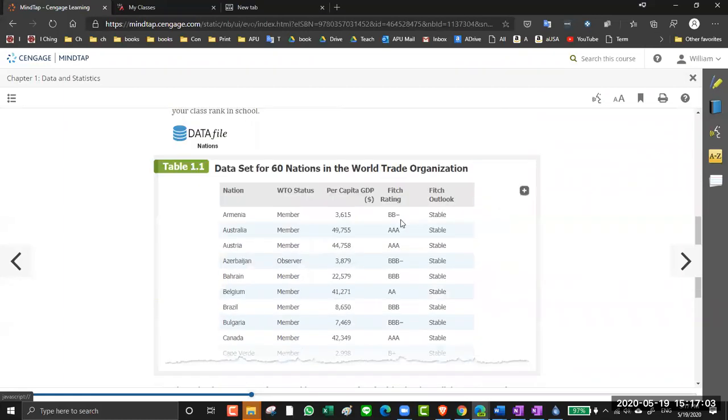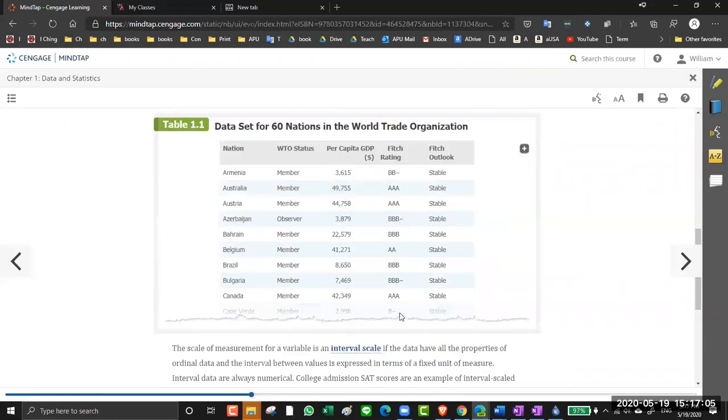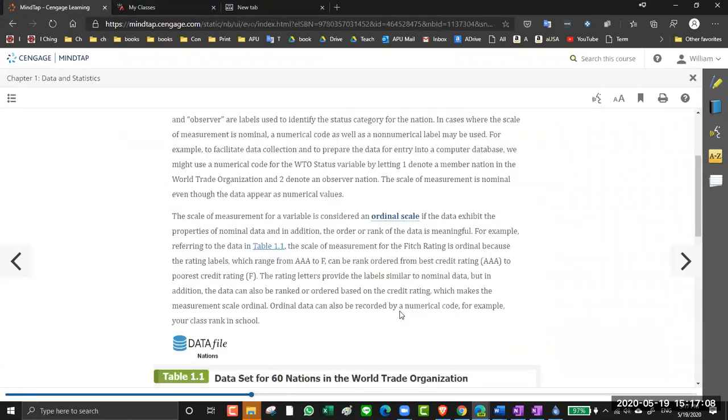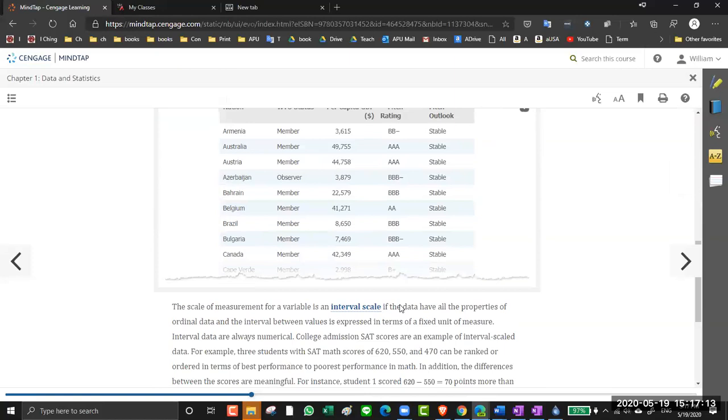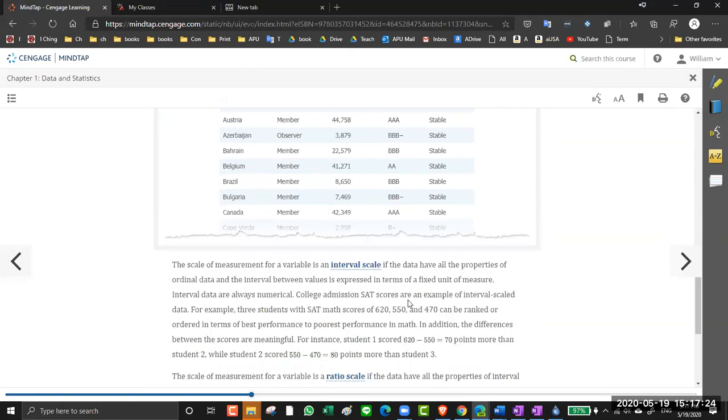Okay. Now, let's talk about another type of data. So we've talked about nominal and ordinal. Now we're talking about numeric data, and we're going to distinguish between types. So let's talk about numeric data. SAT scores, you know what they are, right?